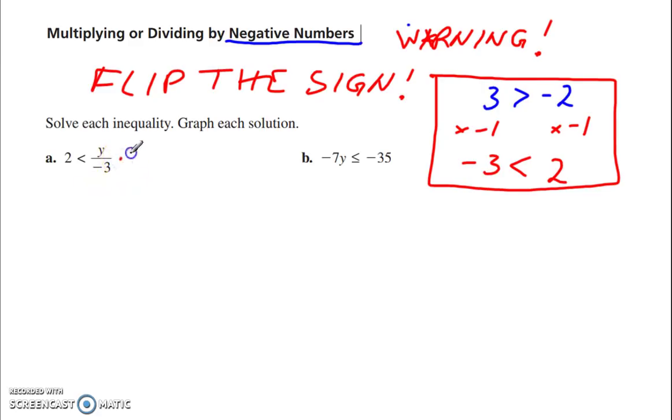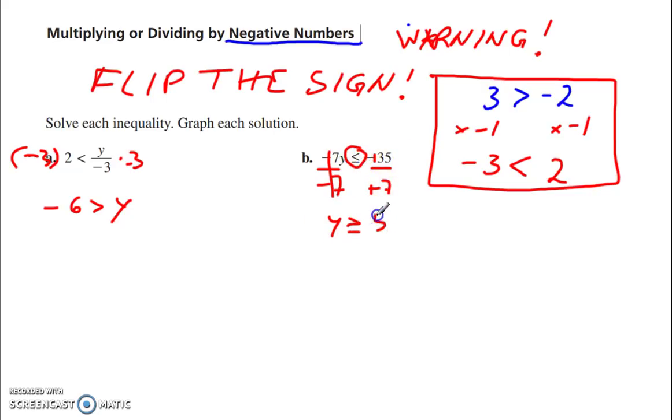So here, warning, warning, multiply by -3, and that gives me -6. Flip that sign: -6 is greater than y. Over here, we're dividing by -7, dividing by a negative, warning, warning. The negatives cancel out, flip that sign. Y is greater than or equal to 5.